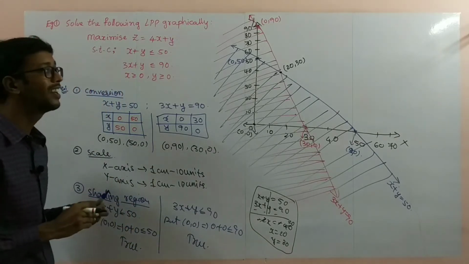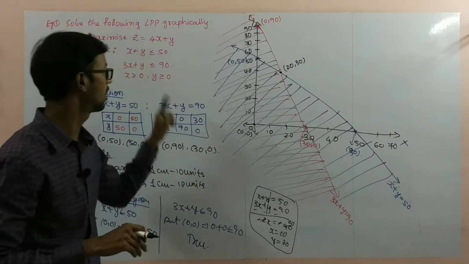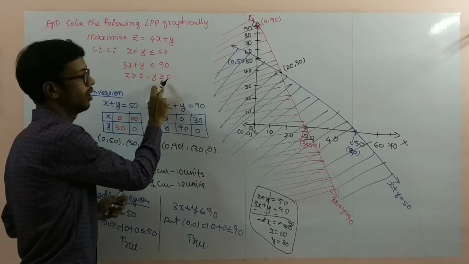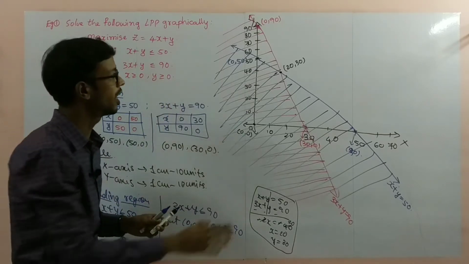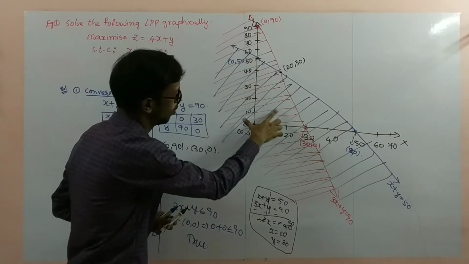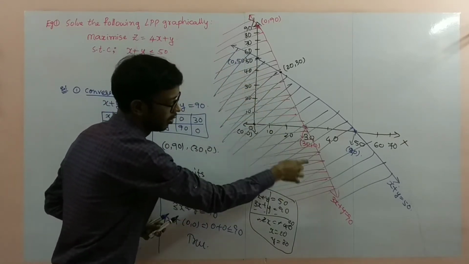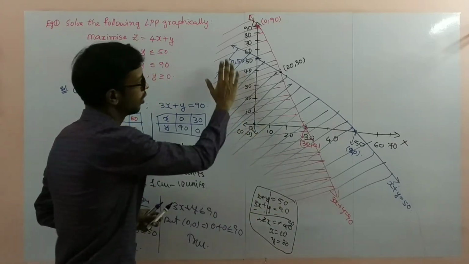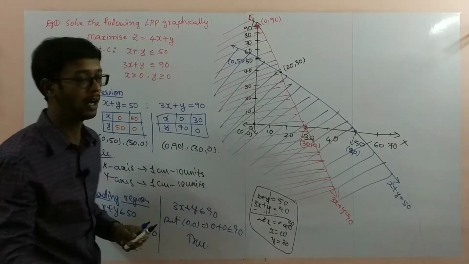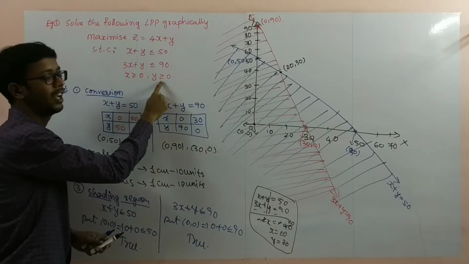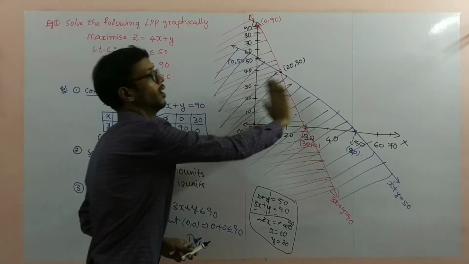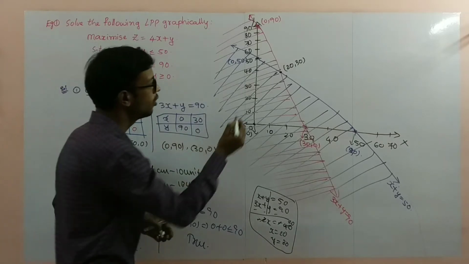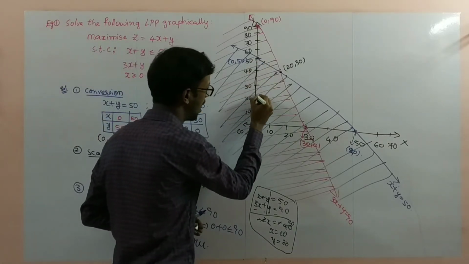So now, what is the common region for the total constraints? These two are completed, and x is greater than or equal to 0, y is greater than or equal to 0. You can observe the common region means this total region, where the blue color lines and red color lines combine. But x greater than or equal to 0, y greater than or equal to 0 means only the first quadrant, x positive and y positive. So you have to take only the first quadrant common region.